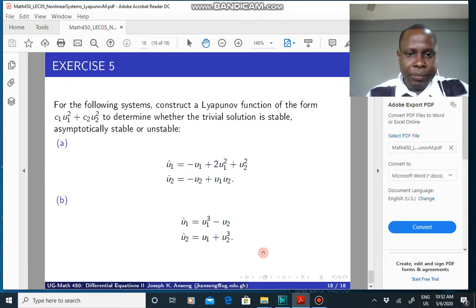So now, this is an exercise that you should do. You do both of them. For the following systems, we want to construct a Lyapunov function of this form to determine whether the trivial solution is stable, asymptotically stable, or unstable for these two systems. You have this, and you have that. So you try it, okay?